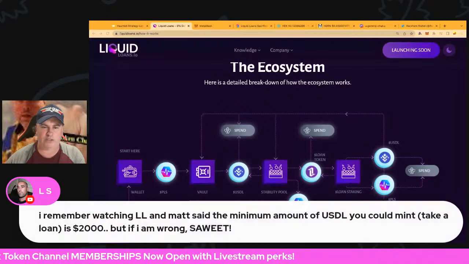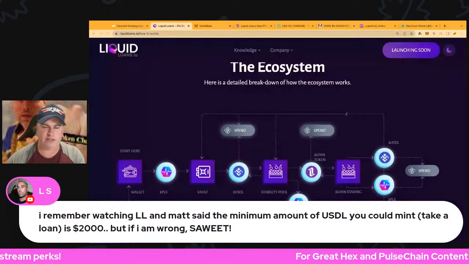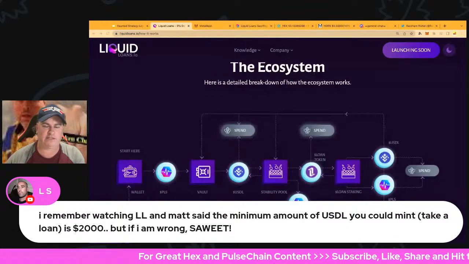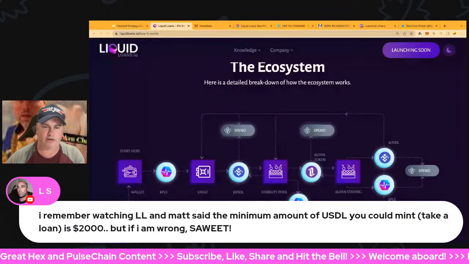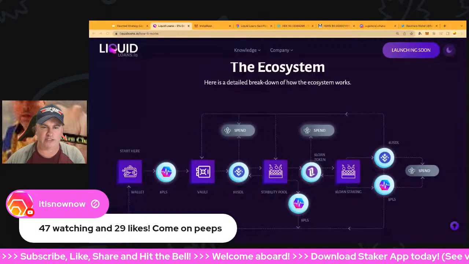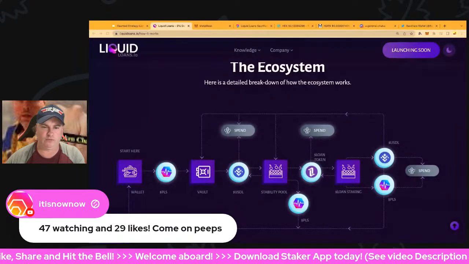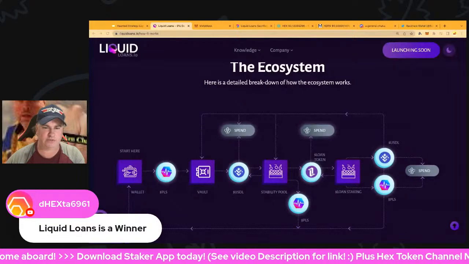I remember watching Liquid Loans, and Matt said the minimum amount of USDL you could mint, to take a loan, is 2,000. But if I'm wrong, sweet. Hey, LS, I'm not aware of that. I have not ever seen that. But if that is true, then take note, everybody. I will try and double back on that and confirm it. 47 watching and 29 likes come in, peoples. I will go back and check that 2,000 limit, but I wasn't aware of that.